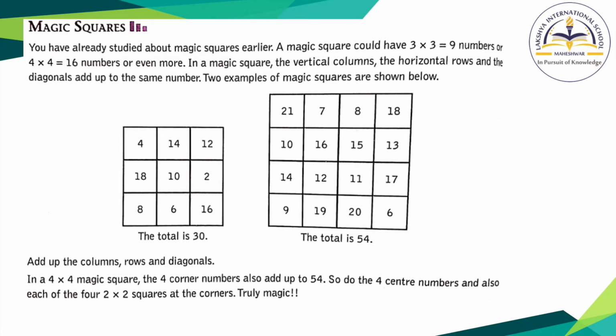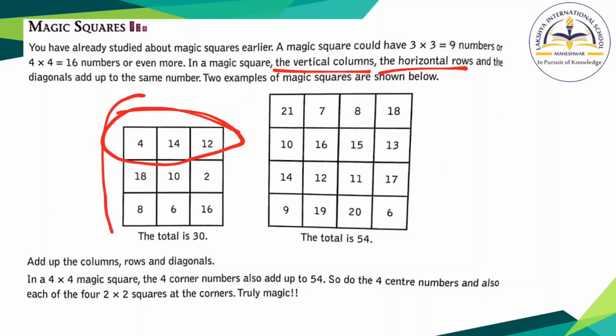Now we will see our next topic, that is magic square. You already studied about magic squares earlier. A magic square could have 3 into 3, 9 numbers, or 4 into 4, 16 numbers, or even more. In a magic square, vertical column, horizontal row and diagonal add up to the same number. Two examples of magic square are shown below. Means we have to fill the values in this manner, the vertical column or the horizontal row.